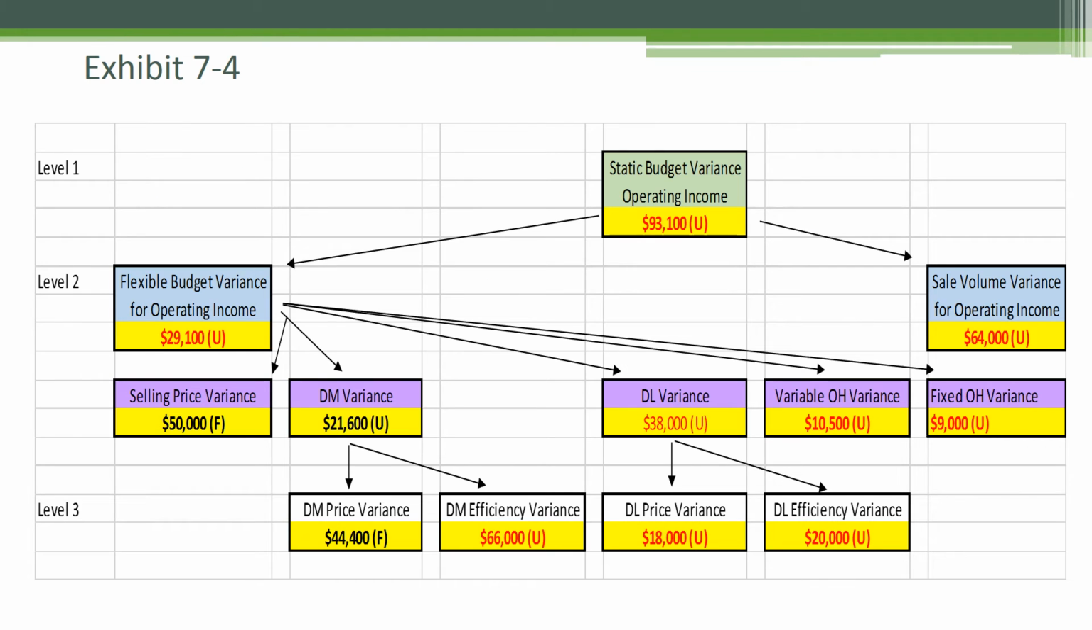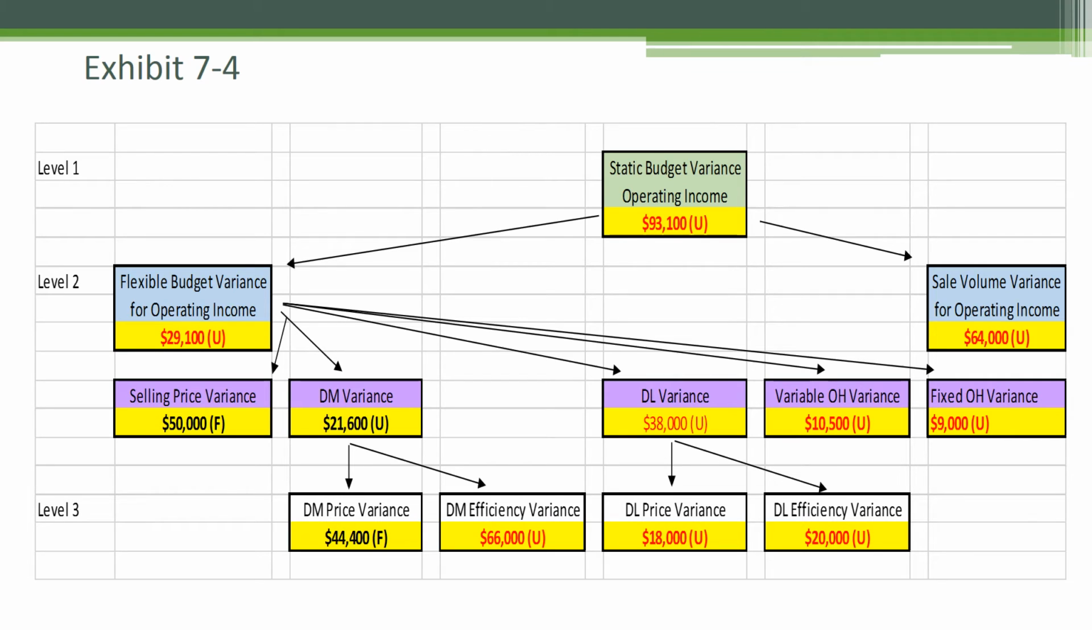Exhibit 7-4, which is at the top of page 261 in the book, gives us a nice overall view of all the variances that we've looked at since we started in the chapter. Level 1 variance was the static budget variance. That was the difference between the static budget that we had set up at the start of the month and the actual results at the end of the month. We got an unfavorable variance of $93,100 when comparing those two budgets.